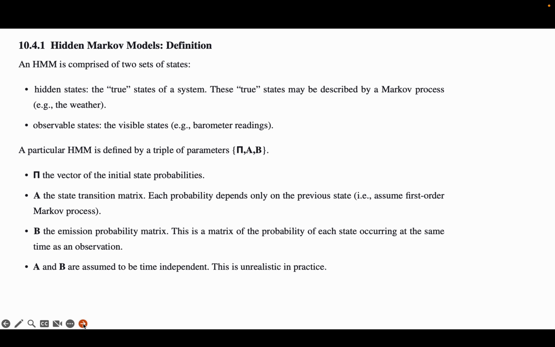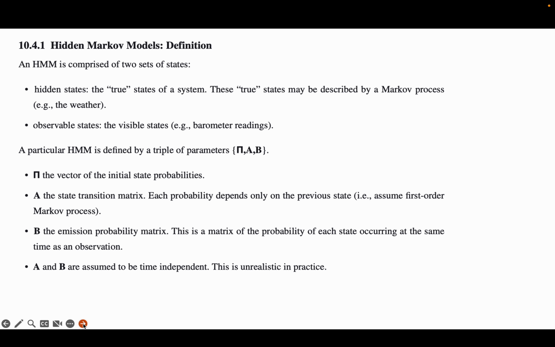B is the emission probability matrix, and this is a matrix that gives the probability of each state occurring at the same time as an observation. A and B are assumed to be time independent, but the fact is this is unrealistic in practice. So B ties the state to an observation.